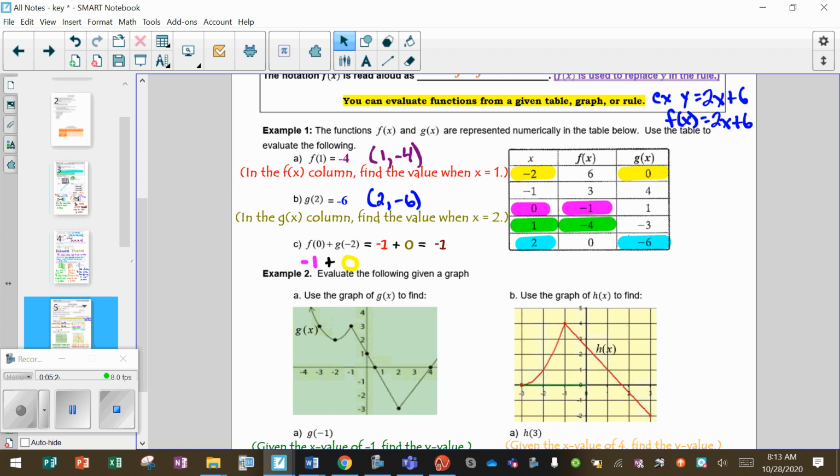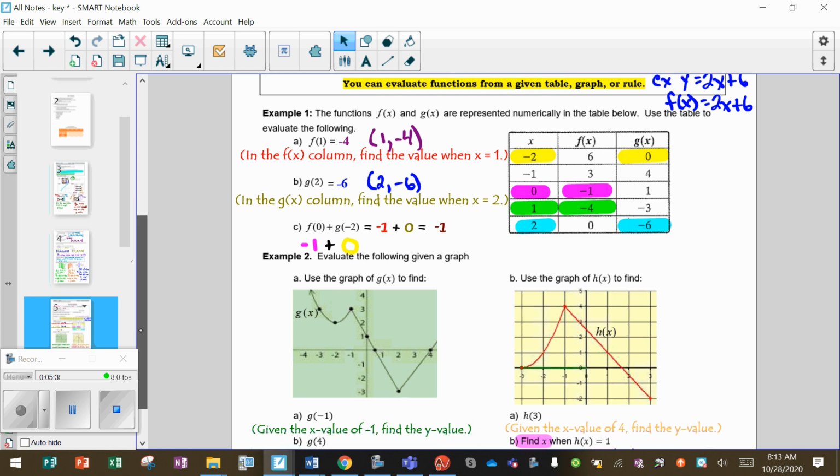So we would just evaluate or get the y values for each of those given functions. Evaluate function f when x is 0. Evaluate function g when x is negative 2. And then add the results together, which is what we did here. So that's what we would do from a table.